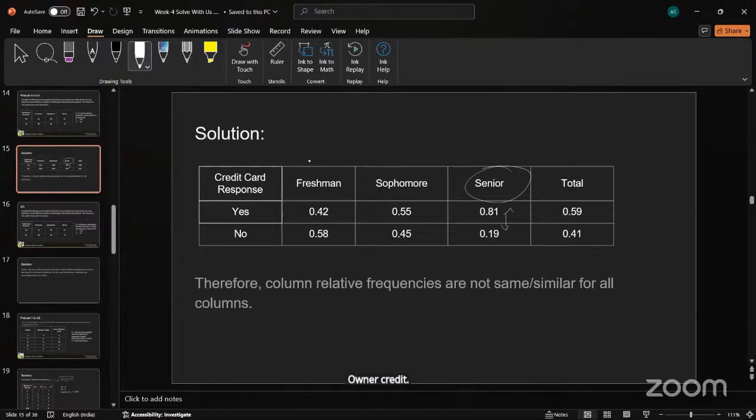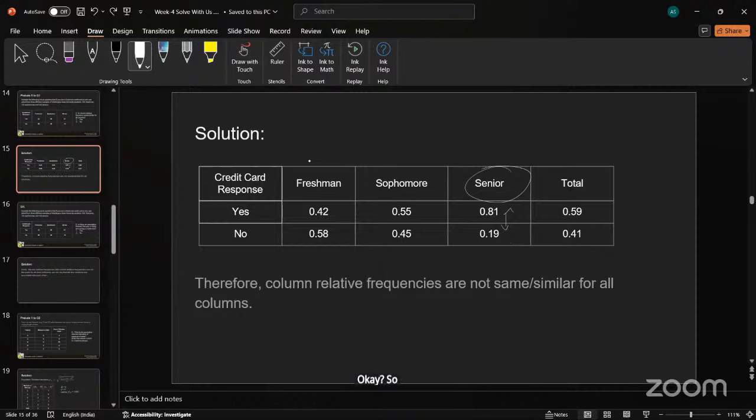Sir, I think if the seniors' frequencies are the same, then what can we say about these relative frequencies? Can you repeat the question? If the frequencies are the same, how can we say whether the columns are related or not related? See this. There is a difference, right? 0.81 and 0.19.